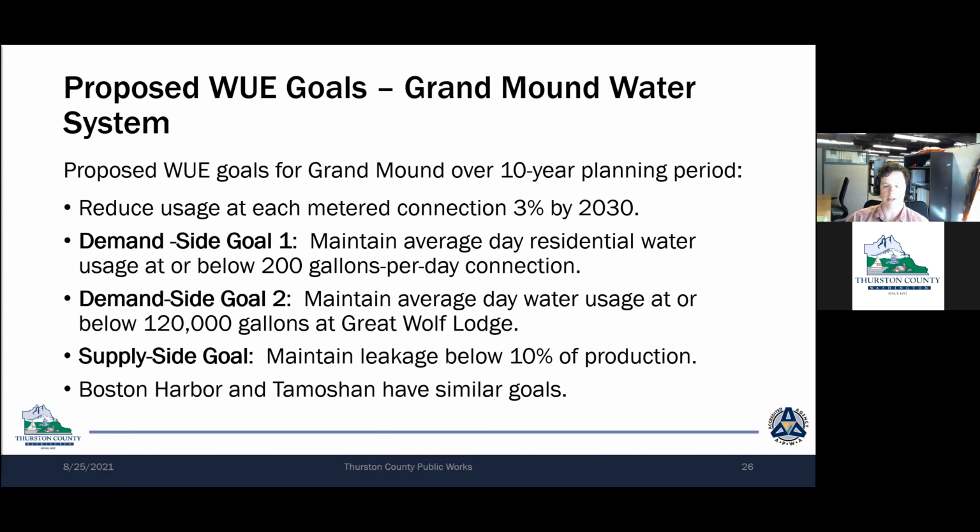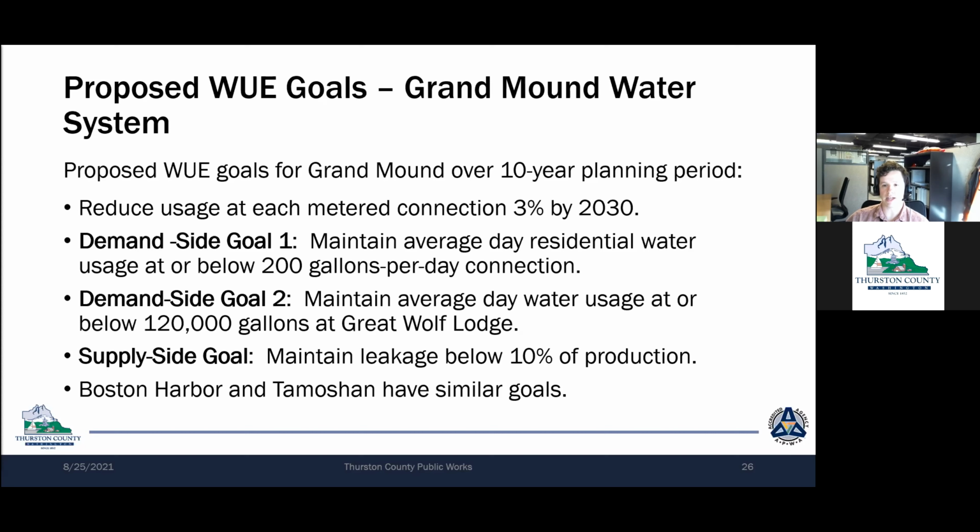For the Grand Mound water system, we are proposing that over the 10-year planning period, water usage at each metered connection is reduced by 3% by 2030, that average day water usage is maintained at or below 200 gallons per day per residential connection, that average day water usage at Great Wolf Lodge is maintained at or below 120,000 gallons per day, and that water leakage is maintained below 10% of water production.